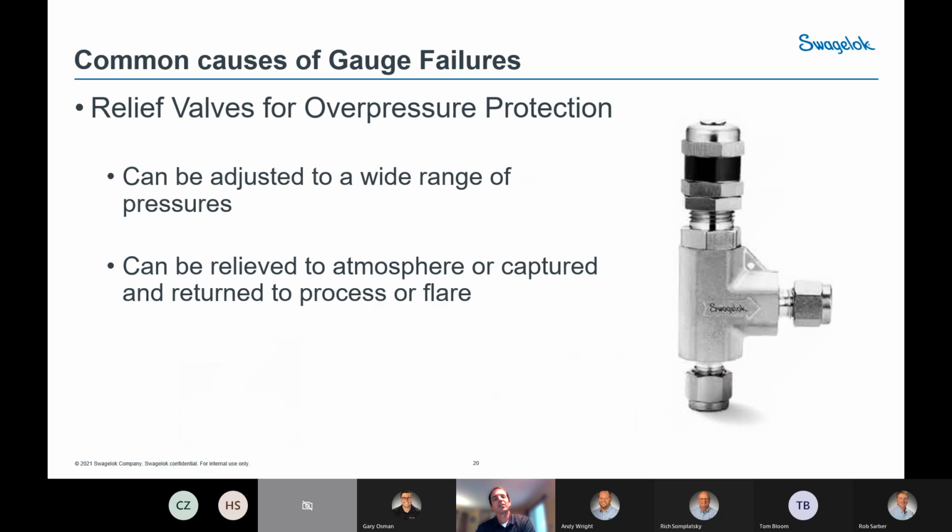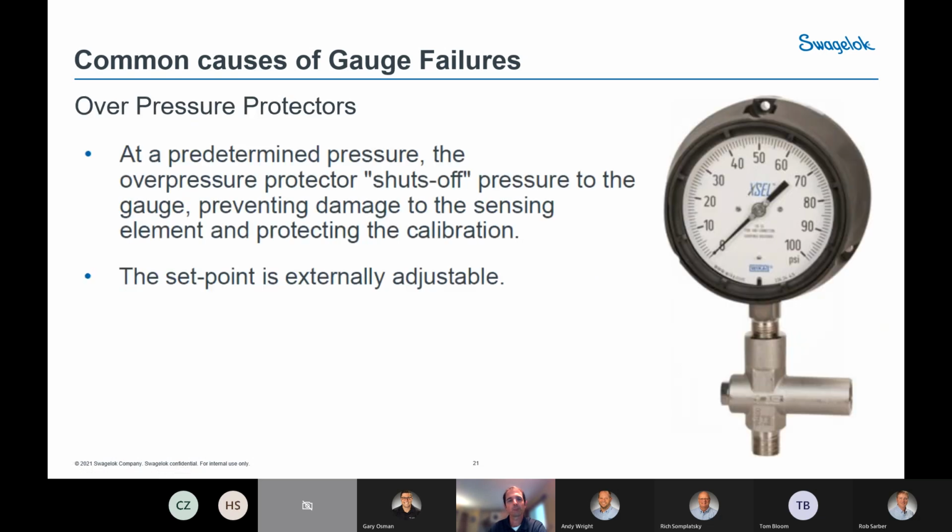So for overpressurization, one option would be a relief valve. Relief valves can be adjusted to a wide range of pressures, and they can be relieved to atmosphere or captured and returned to the process or flare. So the relief valve would be adjusted to the pressure, and then when you're overpressurizing the gauge and the pressure in the system rises, the relief valve will then vent off the excess pressure, as it says here, either to atmosphere or you can capture the released gas also.